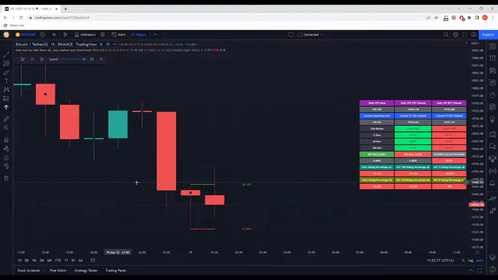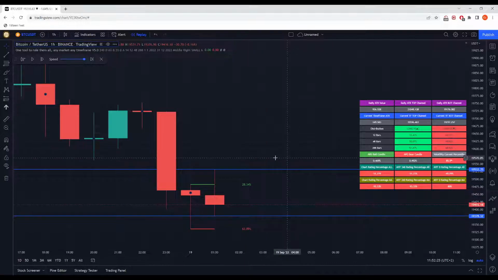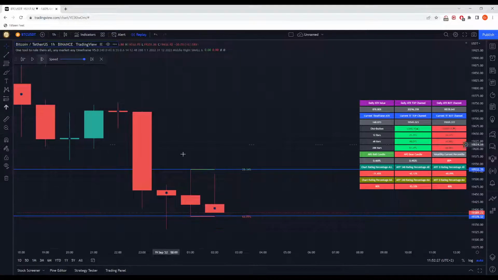So let's remove the drawings. Now, from this scenario, we would have 19,532 and 19,378. Let's see which one is going to be break first. We can see that in this case we broke none of them. So this one as well is going to count as a loss.